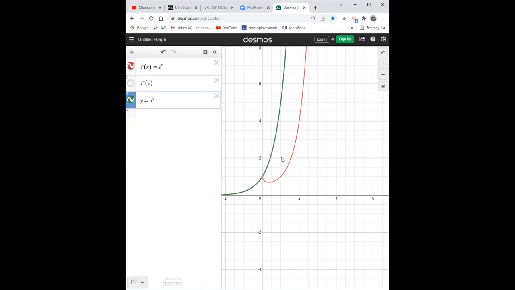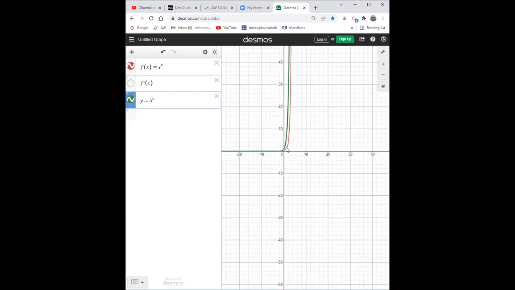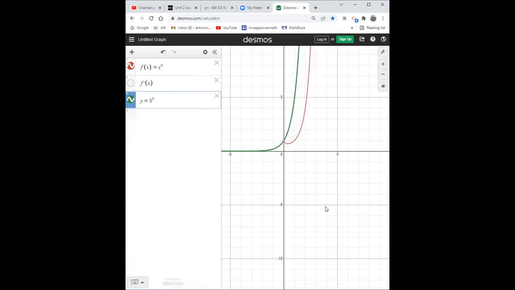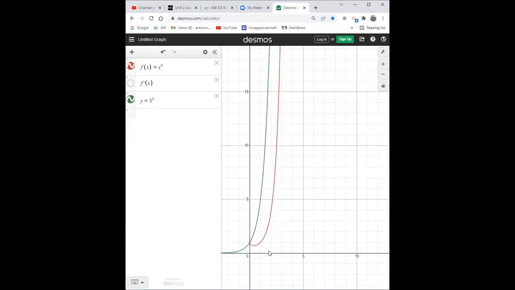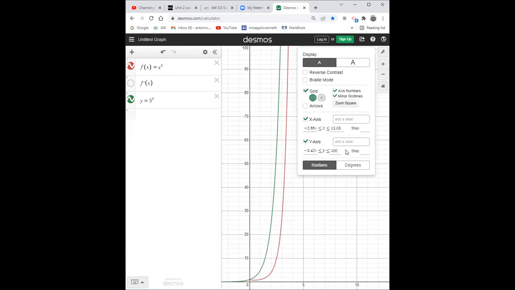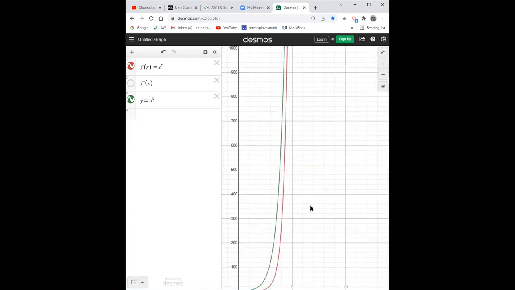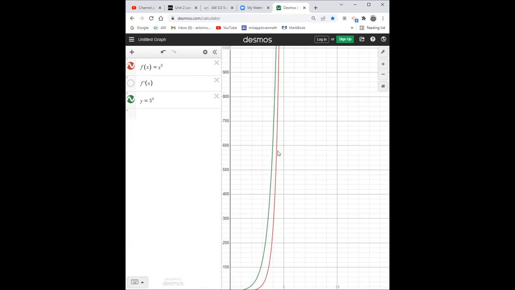Now, you might look at this here and say, well, this exponential function, 5 to the x, seems to be growing much faster. But I'm pretty sure that if I change my thing here and allow myself to go to, like, let's try 1,000. Oh, maybe that's not enough. Oh, sorry, 1,000. Okay. Can you see what's happening? Do you see how this green one is suddenly not growing quite as fast?